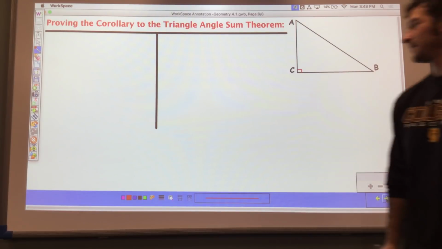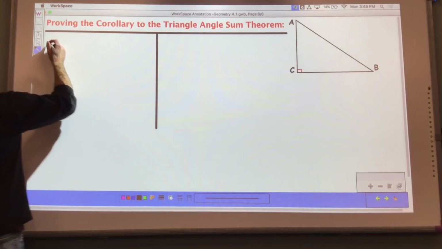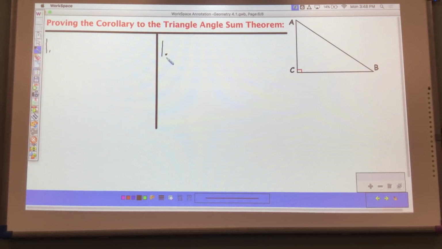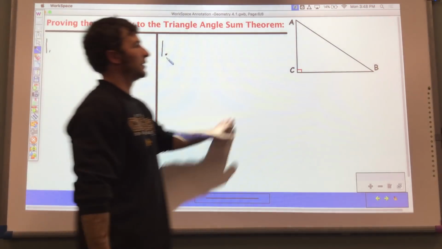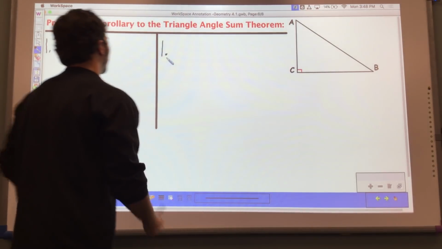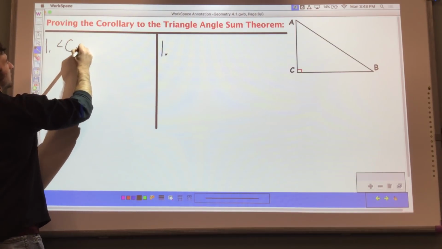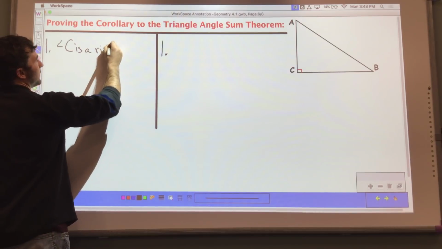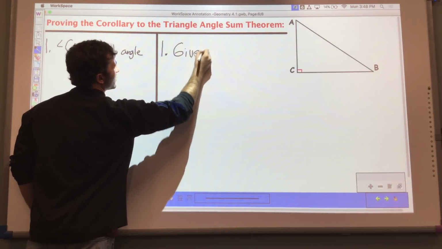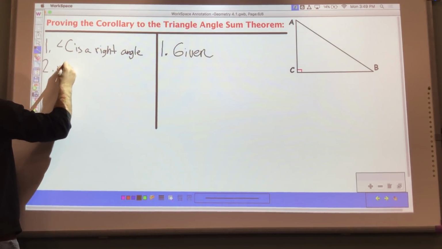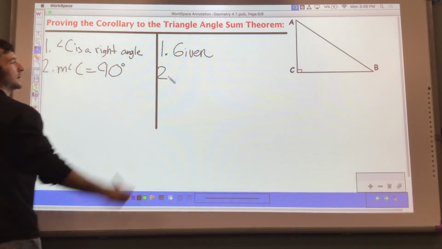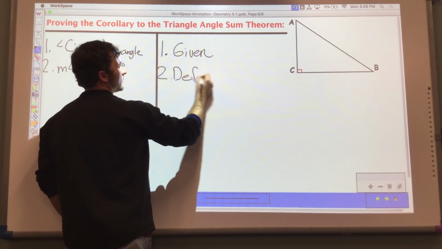So let's prove that theorem. We're going to start with our given. So what's given? What does this symbol indicate? This indicates a right angle. Doesn't say 90. It says you got a right angle. So we'd say angle C is a right angle. That's given. Which then means measure of angle C equals 90 degrees. So that's just simply definition of a right angle.